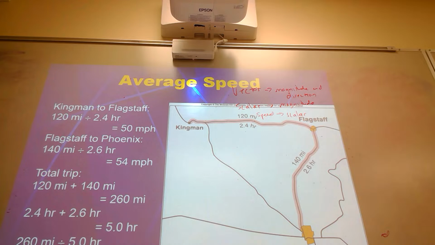3 plus 4 is 7 algebraically. Do you know what 3 plus 4 is vectorially? You'd have to use Pythagorean theorem. It'd be 5.